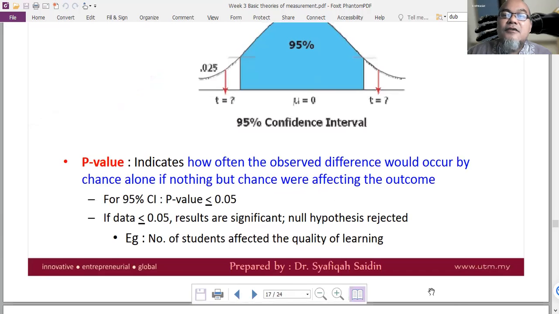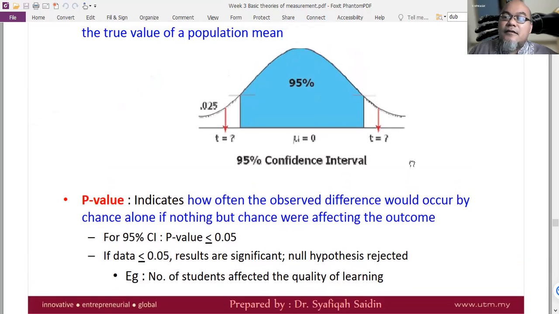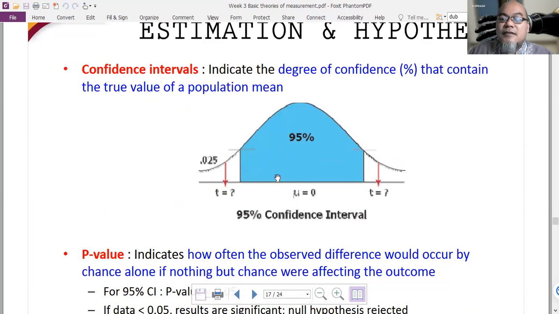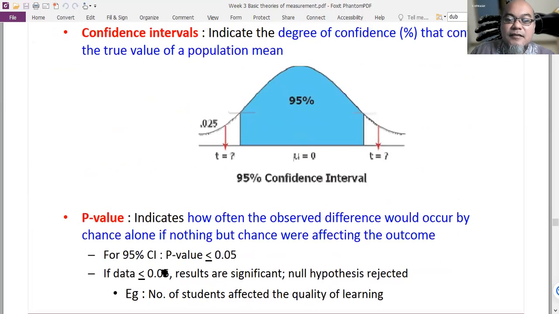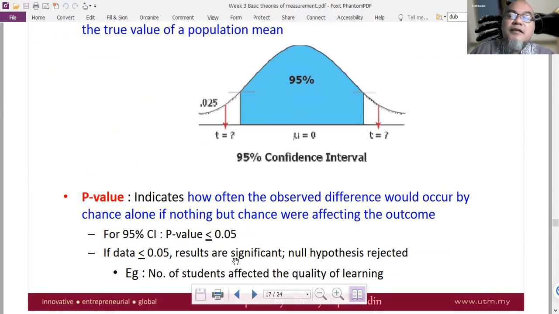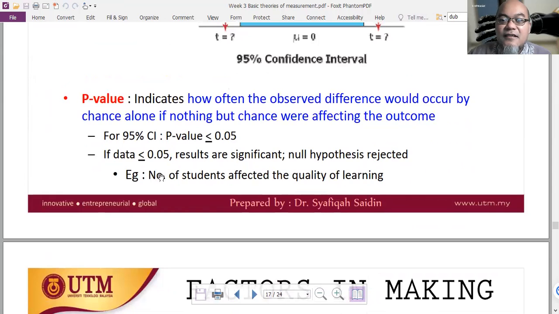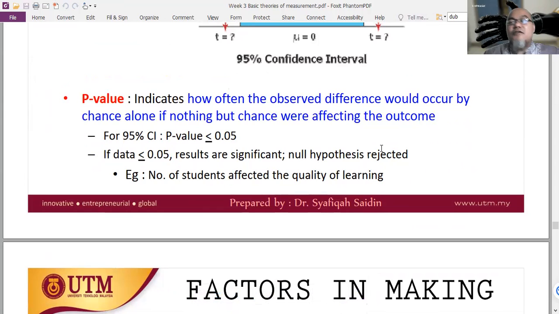Null is zero, right? So when the occurrence of the null hypothesis, that the number of students does not affect the quality of learning, is very small, less than 5% of the whole population mean, then it means that the actual hypothesis, that the number of students affects the quality of learning, is within this 95%. It means that the null hypothesis, the opposite of the hypothesis, is rejected. That is, the number of students affects the quality of learning. Okay, so when you have a hypothesis, let's give another example.